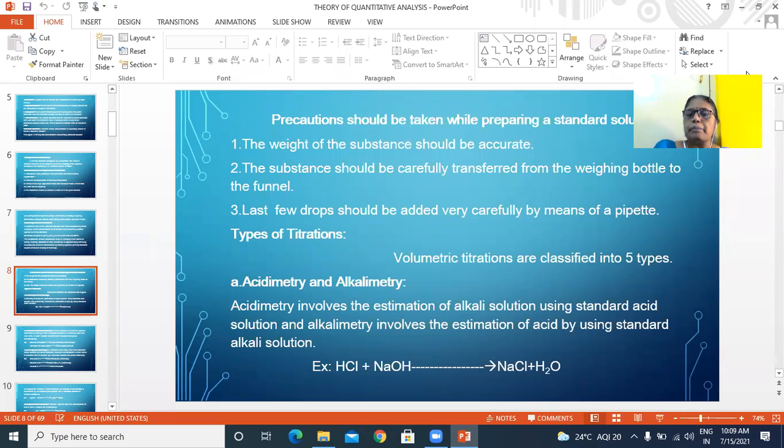So what are the main precautions we have to maintain to prepare the standard solution? First one, the weight of the substance should be accurate. Nowadays, we are not using simple balances. Actually, if we use simple balances, then we have to find out.